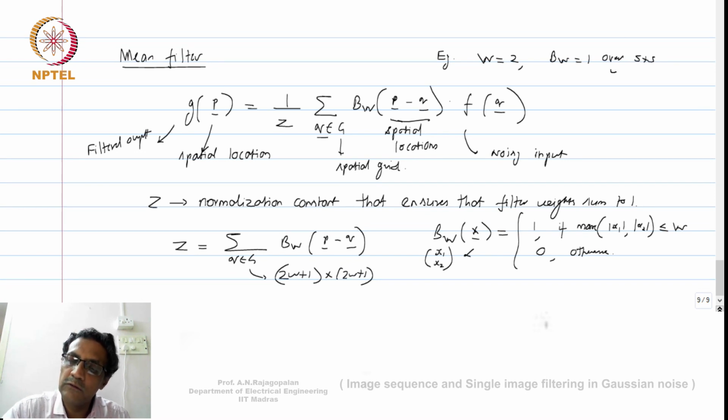So the filter is 5 cross 5 size, and because you're going to add all the weights over a 5 cross 5 window, Z will be equal to 25, so that the effective filter that you're going to apply will have weights all uniform, 1 by 25. So you'll have a 5 cross 5 filter, which will be 1 by 25, and that will multiply each of these intensities f of q within this neighborhood of 5 cross 5. And that will be the resultant intensity at P in the output image G.